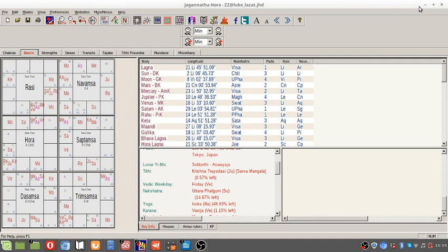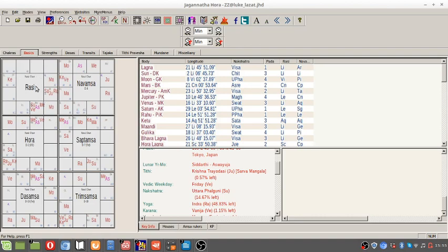We're going to have a look at his chart from different perspectives. The first thing we want to look at is life path, meaning the yoga producing planets, and what is the condition of them in the Rasi chart.